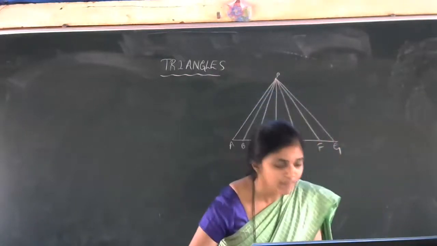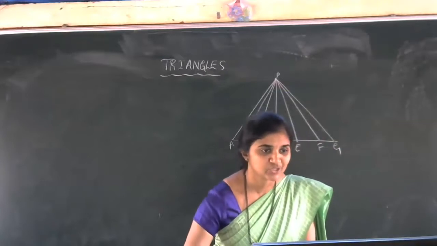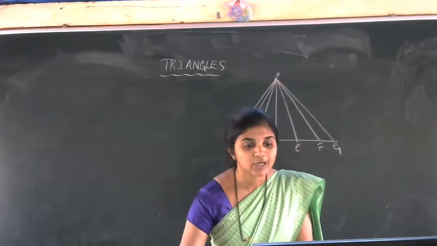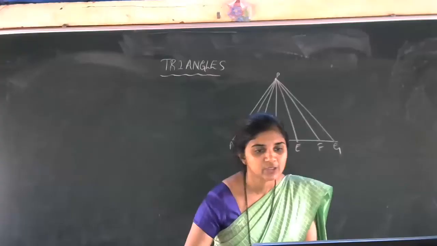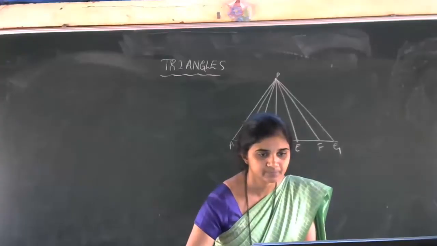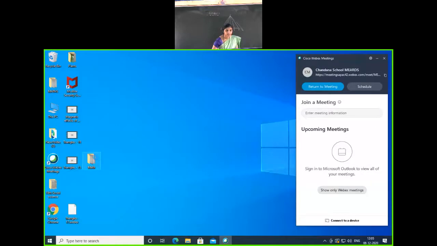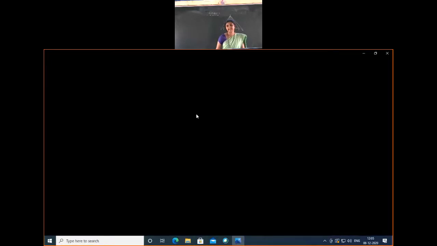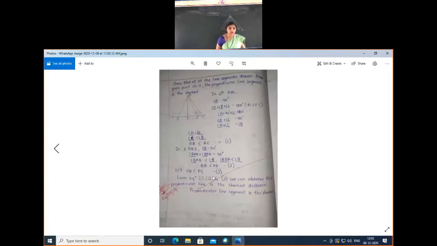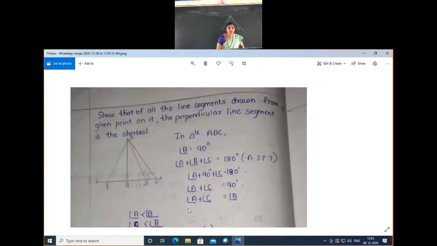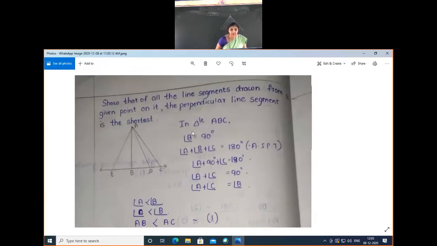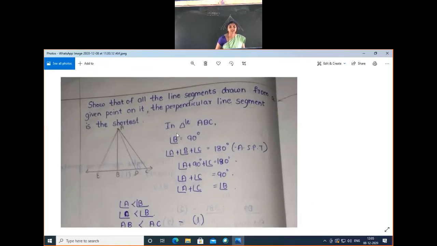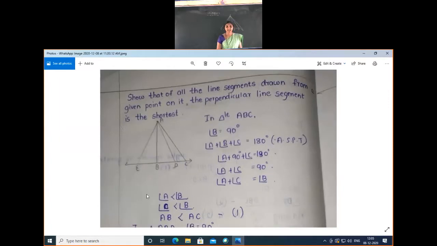So it is the same type as the first question. Yesterday we worked out the first problem, so it is the same type of problem. For that I'll share the page. Yes, see here you have the solution for that problem. Here we have to use the 90-degree concept only. We have to prove that the perpendicular distance is the shortest distance. See here the question: show that of all the line segments drawn from a given point on it, the perpendicular line segment is the shortest.